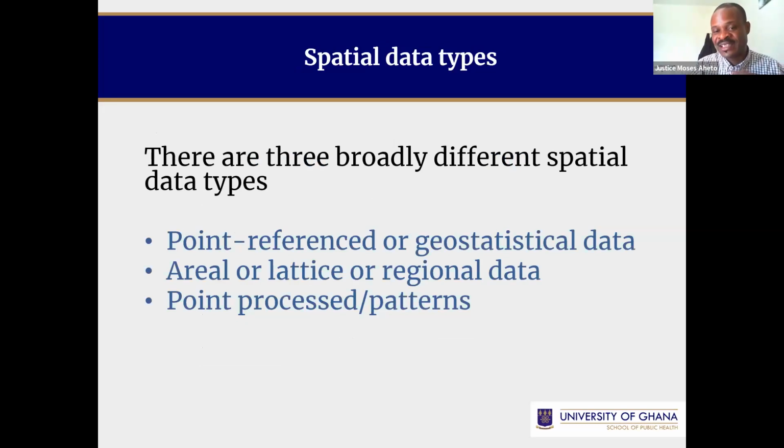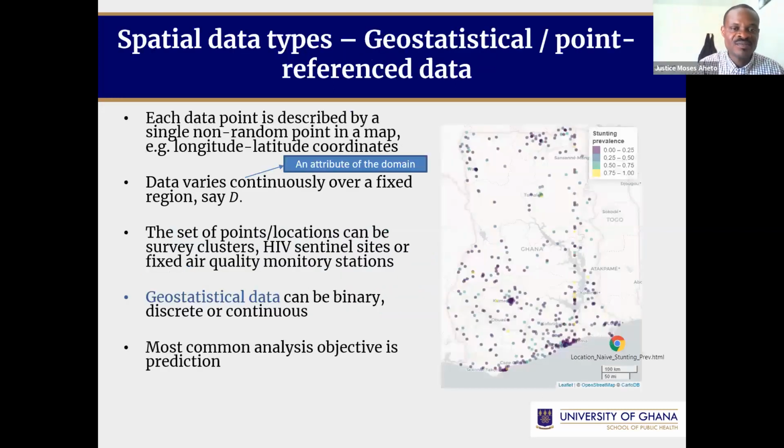So, like we discussed earlier, there are 3 main broadly different spatial types of data. You have the point reference or geostatistical data. You have the area or lattice or regional data, and then you have the point process or patterns data. This is a typical example of the geostatistical data or point reference data. The points you're seeing here on the map are the sample locations across the whole of Ghana. Okay, sample locations for a survey, from the Ghana Demographic and Health Survey 2014.